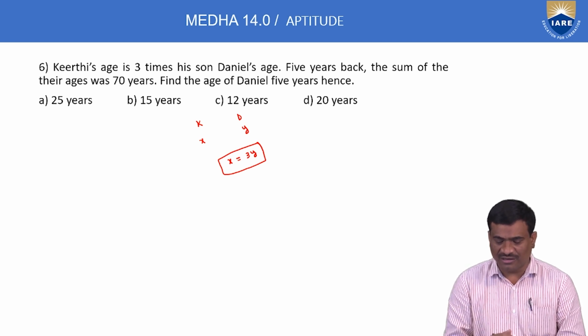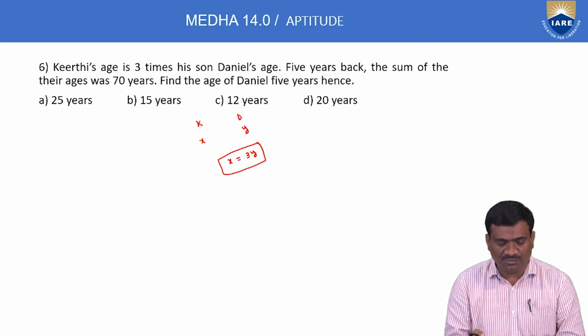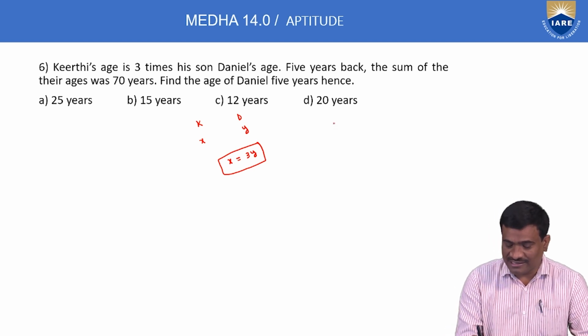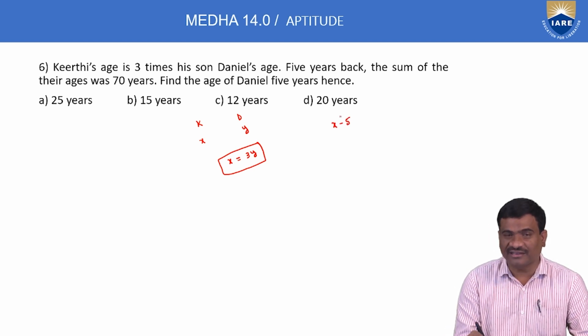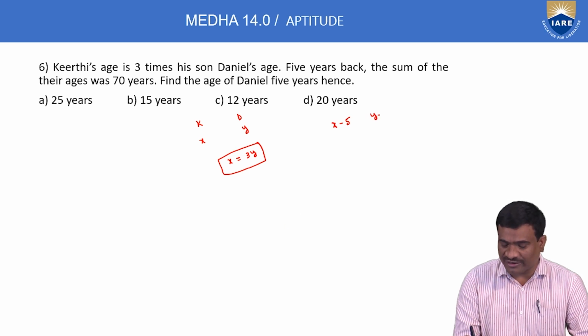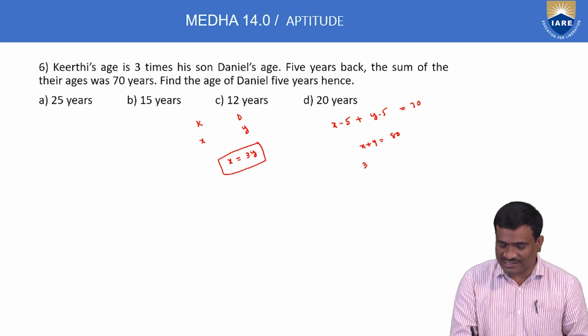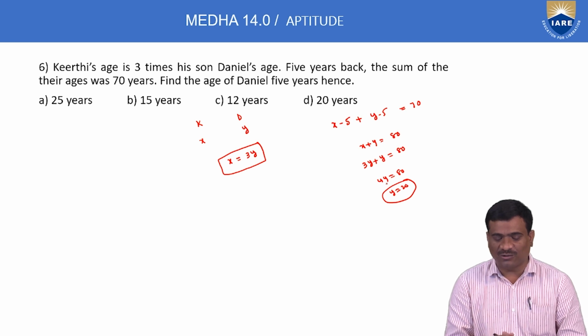Second statement, 5 years back, sum of their ages was 70 years. Back indicates minus operator. Second statement, Kirti x minus 5, Daniel y minus 5. Sum means a plus b is equal to 70, then x plus y is equal to 80. First statement, x is equal to 3y, so 3y plus y is equal to 80, 4y is equal to 80, then y is equal to 20.